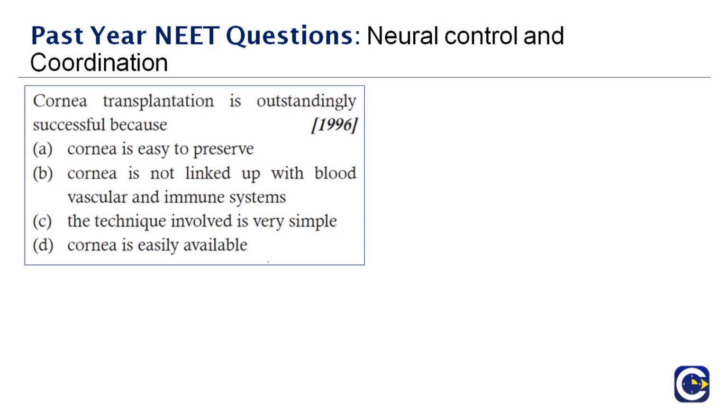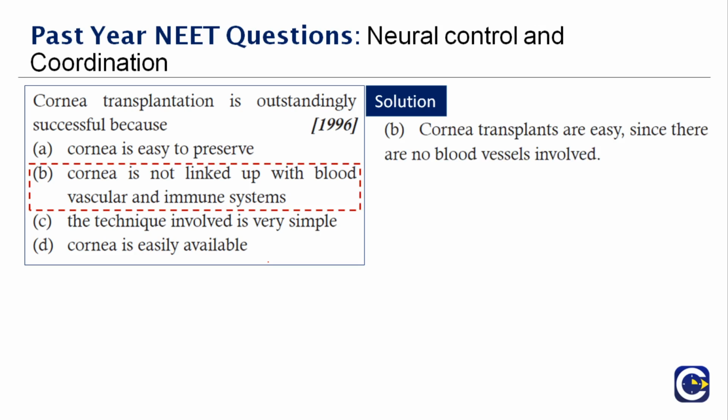Next question here. Cornea transplantation is outstandingly successful because of dash. See, cornea transplantation is very easy, and we already saw what the answer is. Because it does not have any blood circulation in it, it is easy to store. The cornea is not linked up with blood, vascular and immune systems. That is why it is not difficult to carry out cornea transplantations. You don't have blood circulation at all there. There's no blood supply or circulation. Therefore, the right answer is option B.